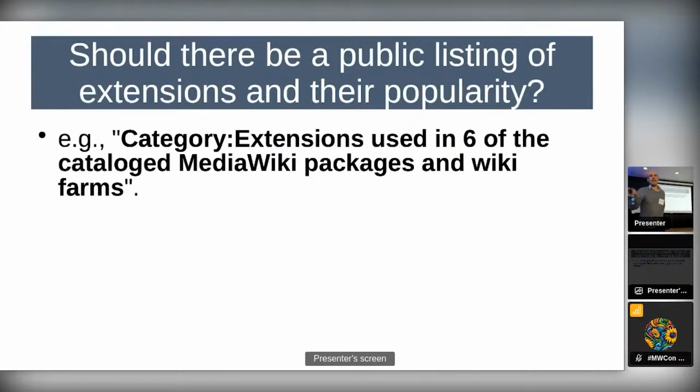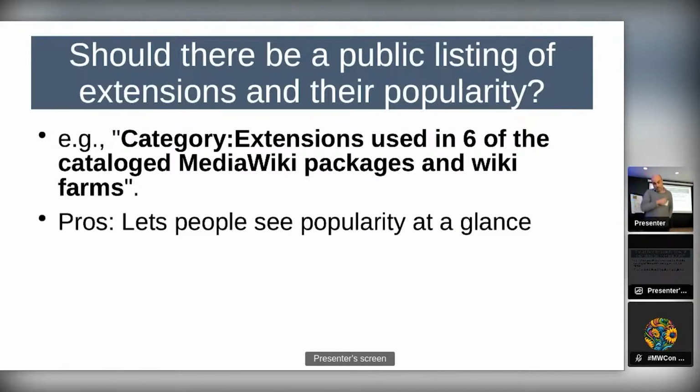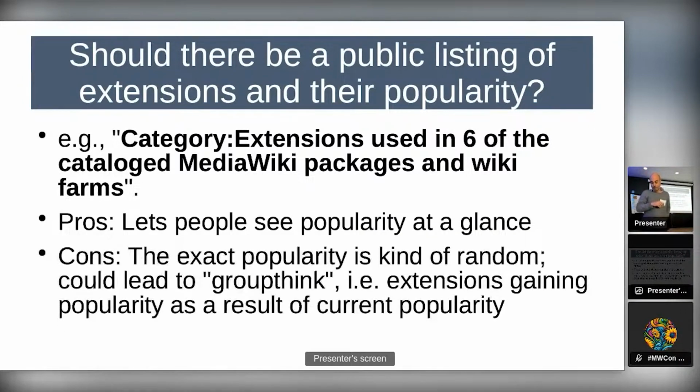I was able to get this by just running a little script, but should there actually be a public listing of these extensions? Like, should there be a category on MediaWiki.org called extensions used in 6 of the cataloged MediaWiki packages and wiki farms, or 7 or 8 and so forth? It would be useful because it would let people see the popularity at a glance. On the other hand, it could lead to groupthink, where a certain extension's popularity leads to increasing popularity, regardless of its actual quality. So-called groupthink. So I don't know. It's an interesting idea.